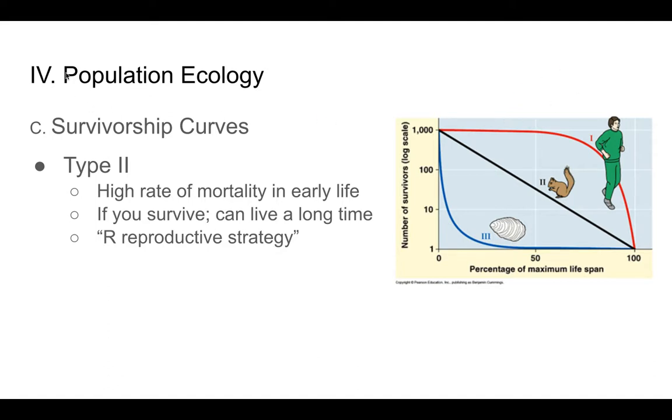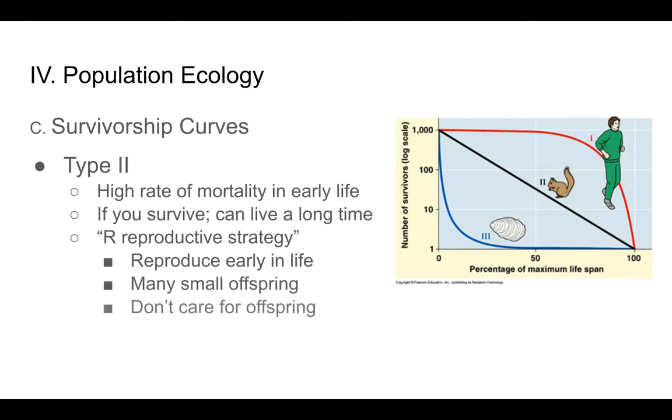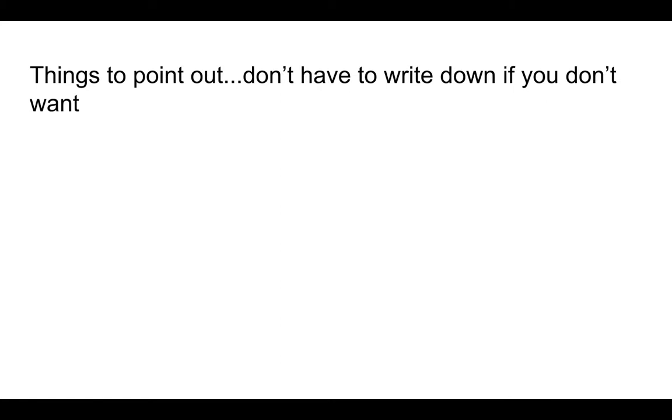This should say type 3. That's a typo right there. Type 3 survivorship curves are individuals that show an R reproductive strategy. These individuals reproduce early in life and they have a ton of offspring, and those offspring are really, really small. They also don't stick around to care for their offspring either.